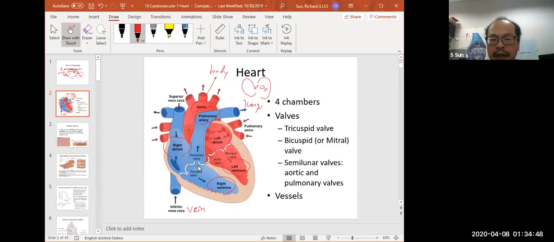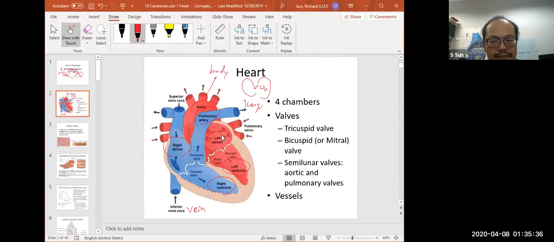Later, we will also learn that there are valves between these chambers and the large arteries. The valves include the tricuspid valve between the right atrium and the ventricle, the pulmonary valve, the aortic valve, and the bicuspid valve from the left atrium to the left ventricle. So we have 4 valves, 4 chambers, and the blood flow sequence. So those are the key points that you need to know.